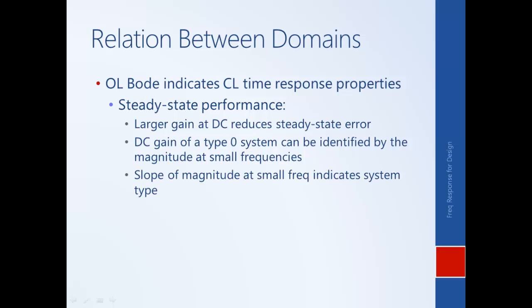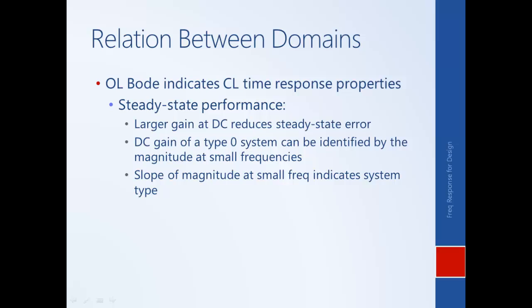If we have a type 1 or a type 2 system, the magnitude at low frequencies won't be flat, it'll be sloped, and the slope will indicate the system type. So if we have a slope that decays at 20 dBs per decade, then that tells us we have a type 1 system, we have one integrator. If it decays at minus 40 dBs per decade, then we have two integrators, we're a type 2 system. So that also indicates the steady state behavior of the system.